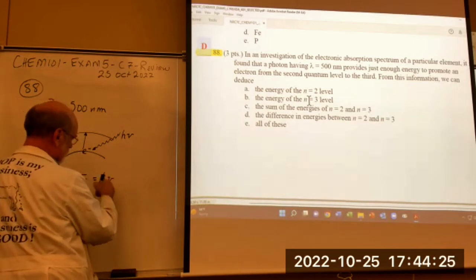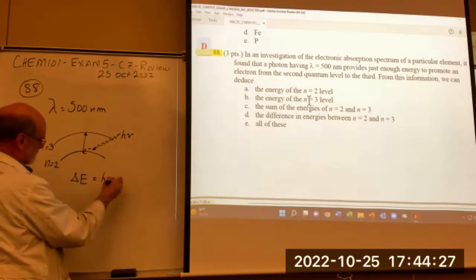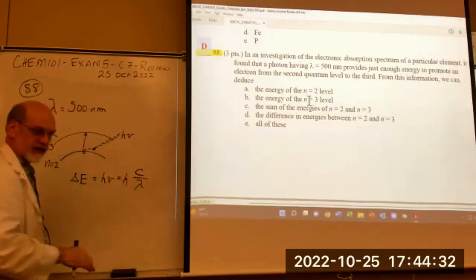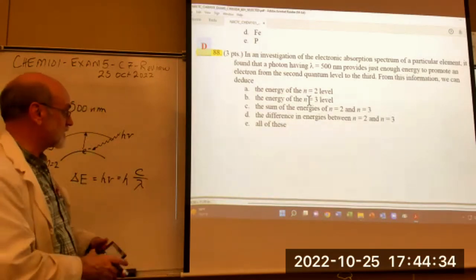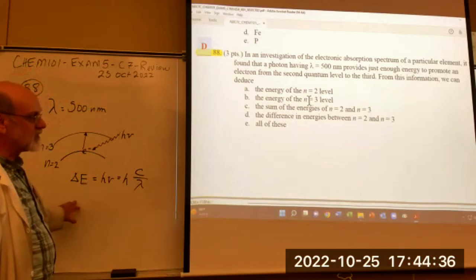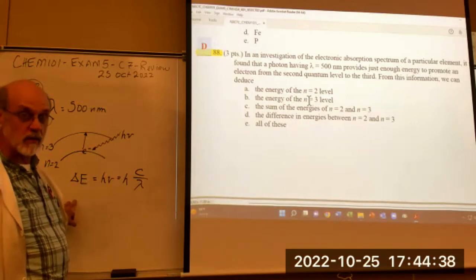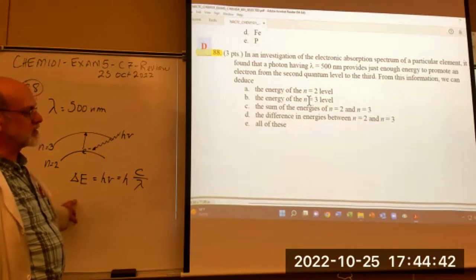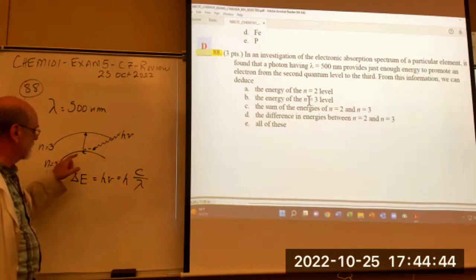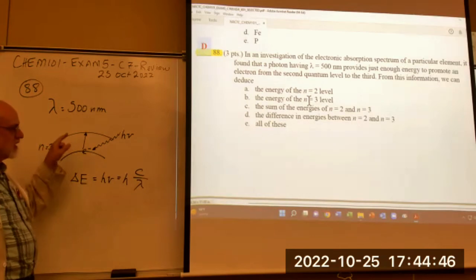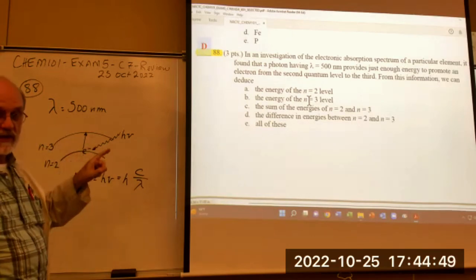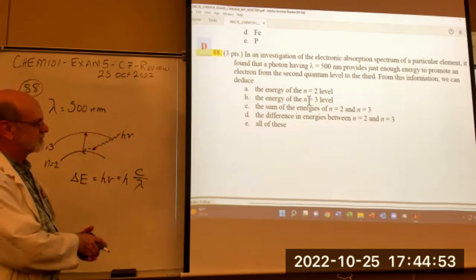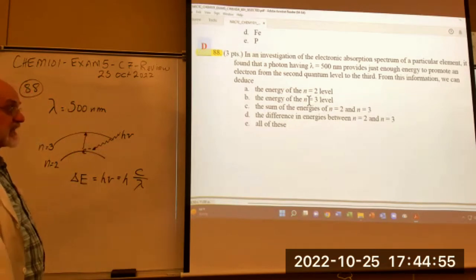And that is equal to, well, let's see, now we can say something about it. But it's the change in energy. The sum of the energies of N2 and N3? No. You don't sum them up. The difference in energies between N2 and N3? Yes. This is the difference in energy. That's what we can deduce from that information alone. So the answer is D.